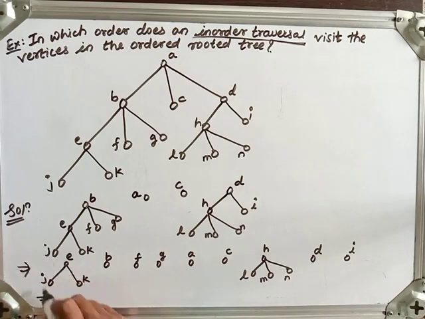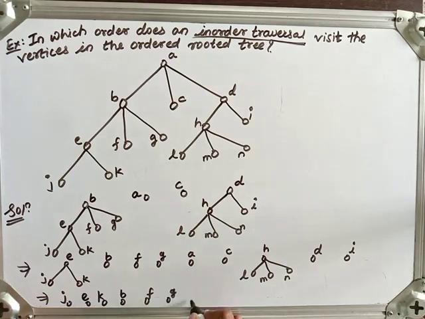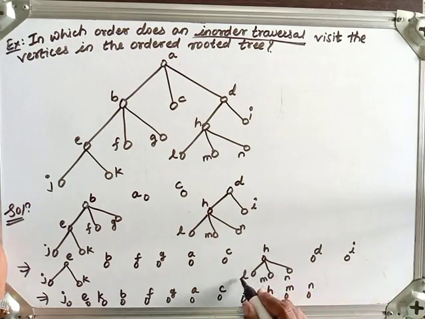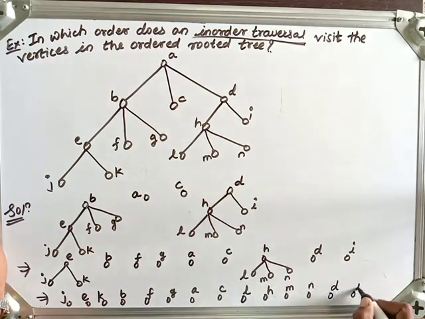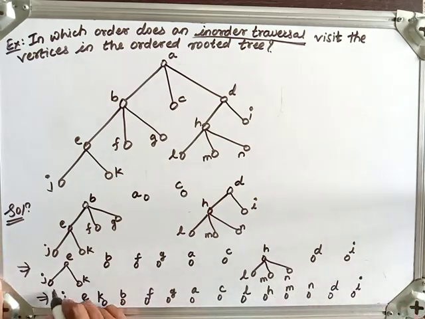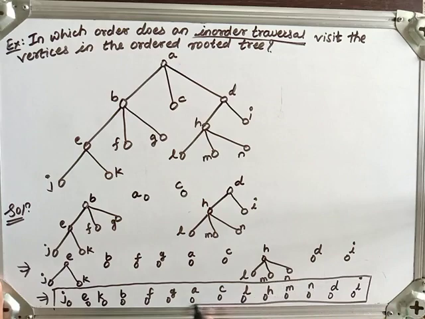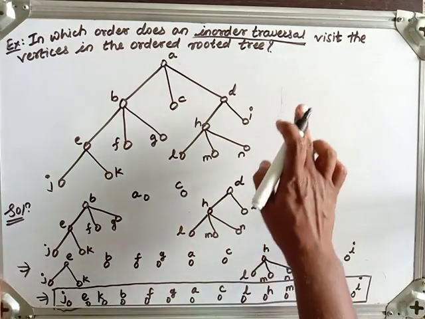Follow the same for this tree. So J, then E, then K. J, E, K, then B, then F, G, A, C. Here again L, H, M, N, that is left, then root, then other trees, D and I. This is our order here, the in-order traversal. This is the answer. This is the way of visiting these vertices using the in-order traversal algorithm.